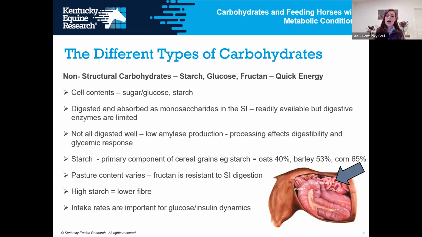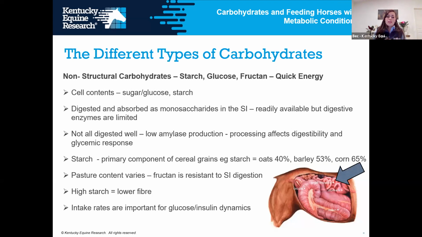So starch is probably the biggest and somewhat scariest word when we have people giving us a call and asking us questions. They're very, very scared of starch and NSC. And this is the primary component of cereal grains. So I've got a few examples there. We're actually going to look at a table in a little while where we'll break this down and really explain to you the significance of this and how we need to look at this as part of the overall ration of the horse. Now, pasture content varies significantly.